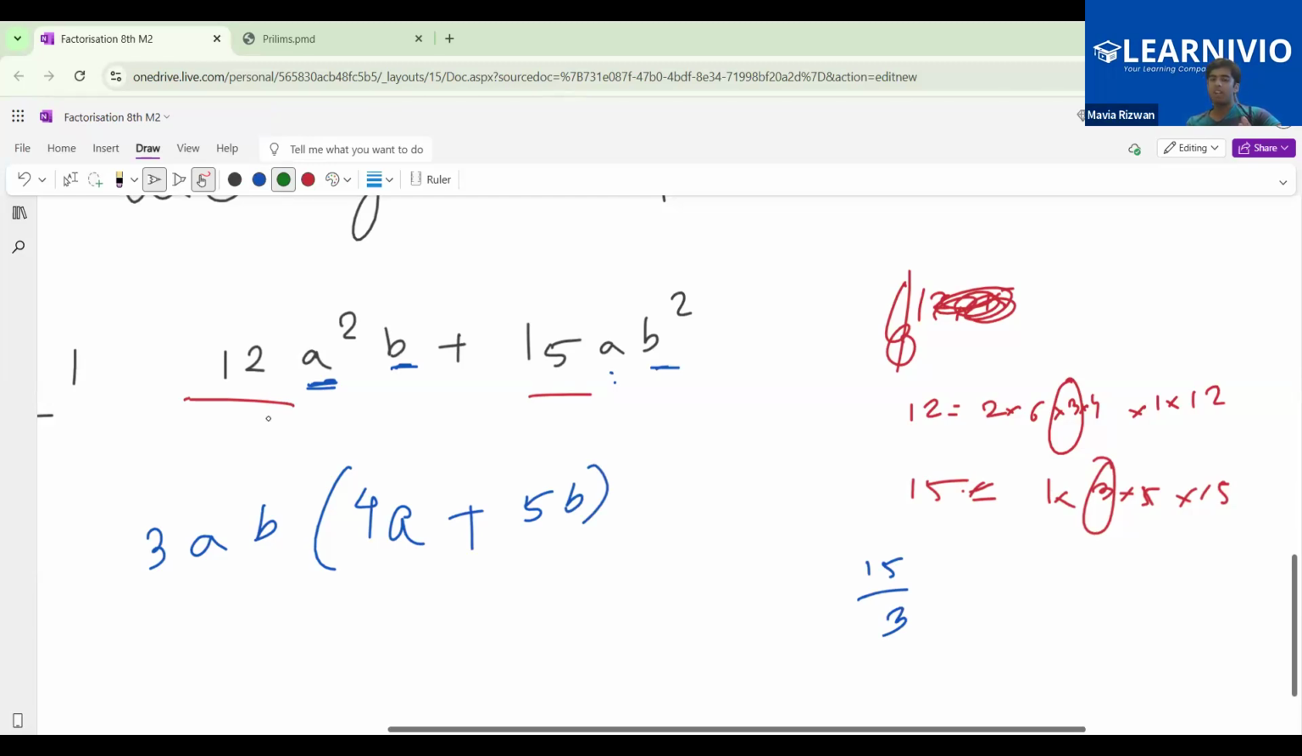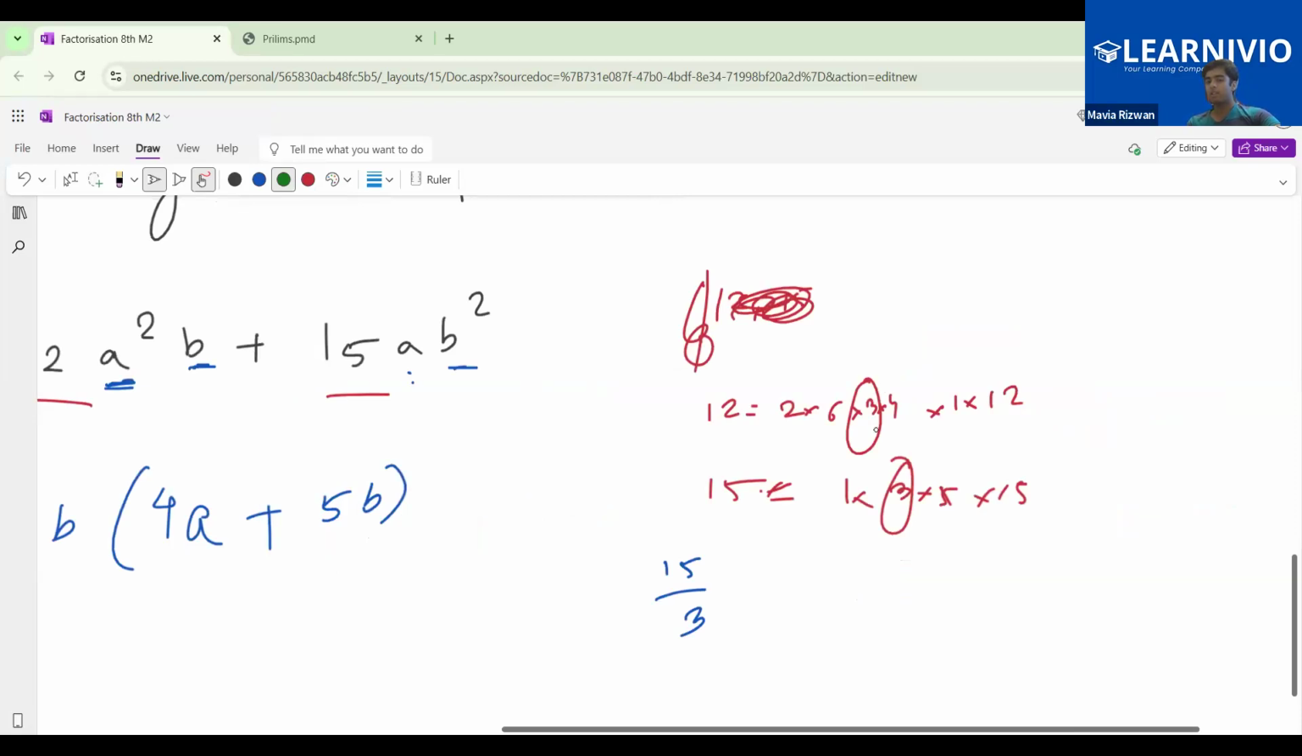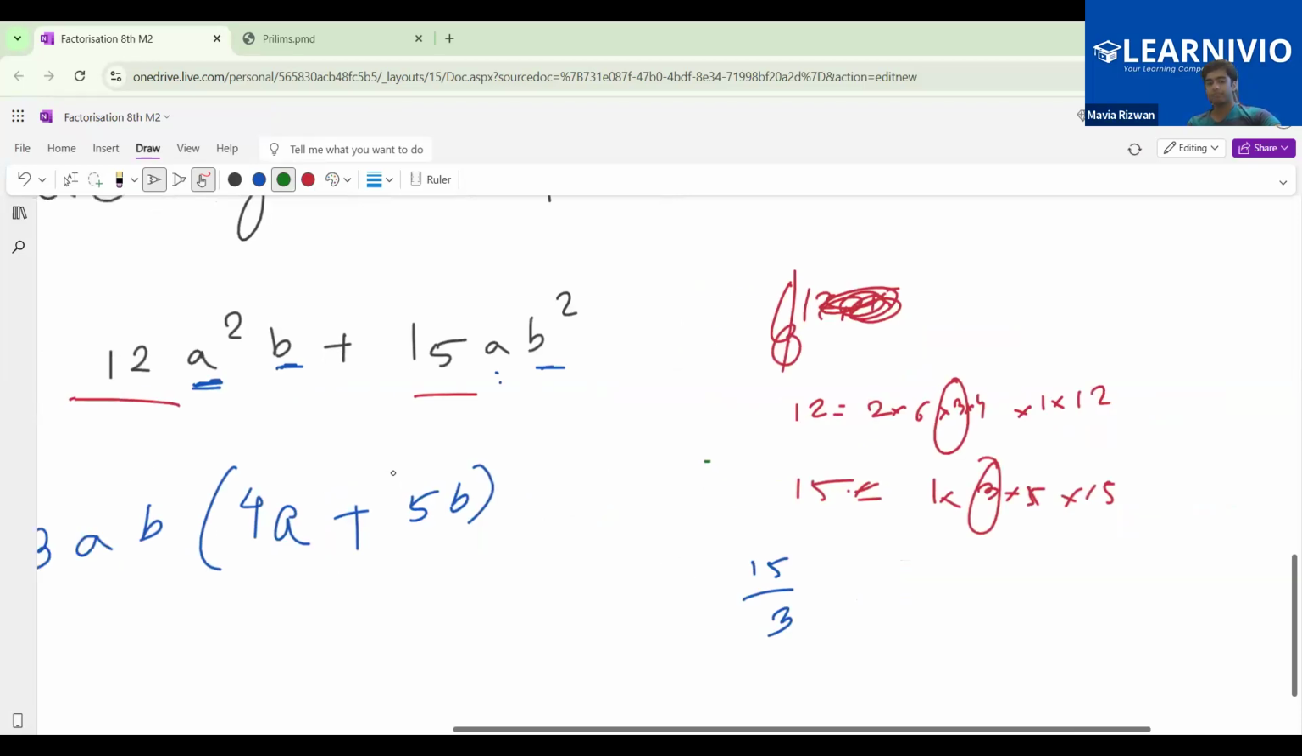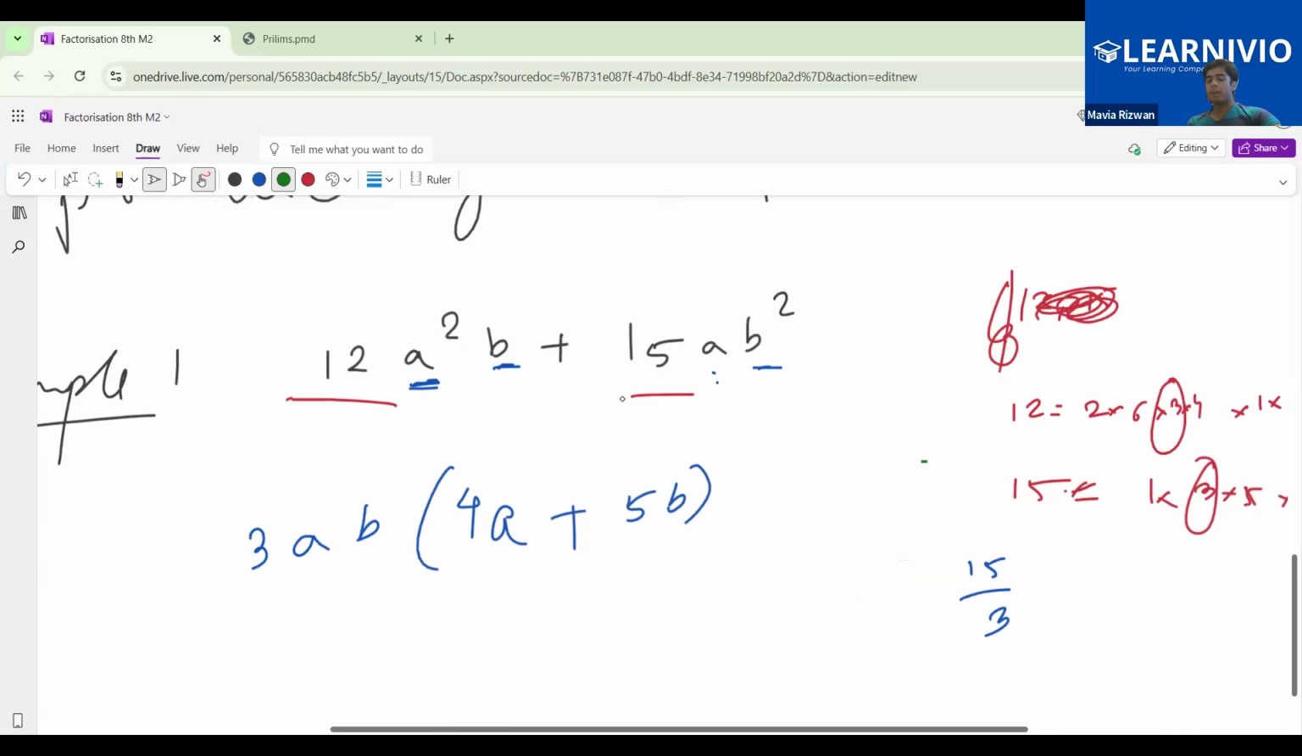12a square b plus 15ab square, we had to find out the common factors. First, we look at the numbers 12 and 15. The highest common factor among them is 3, so I'll take out 3 common. How do we find the HCF? Write the common factors for them and find out the highest one. Then a square b and ab square.